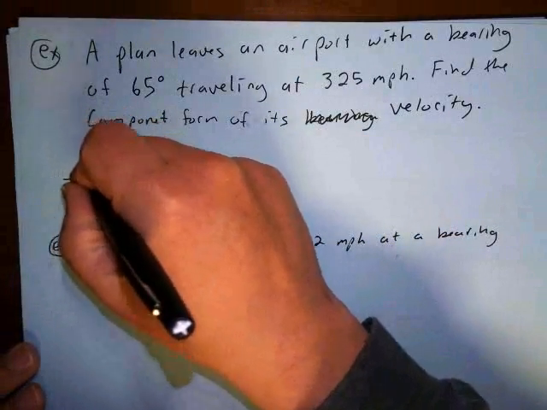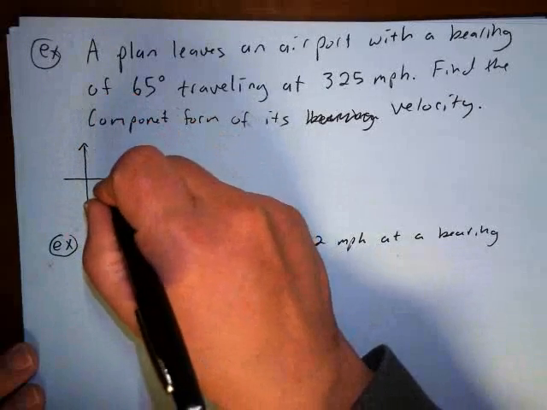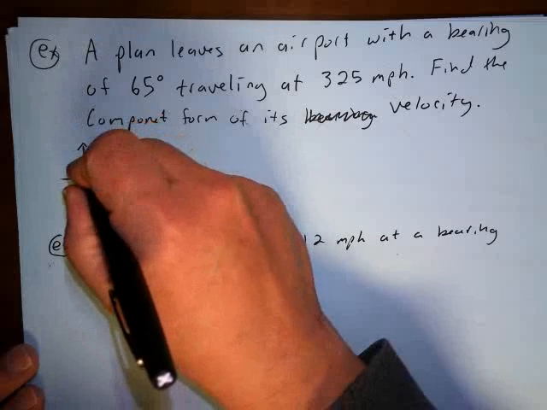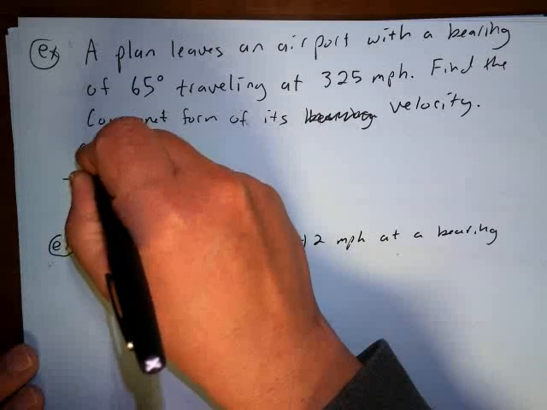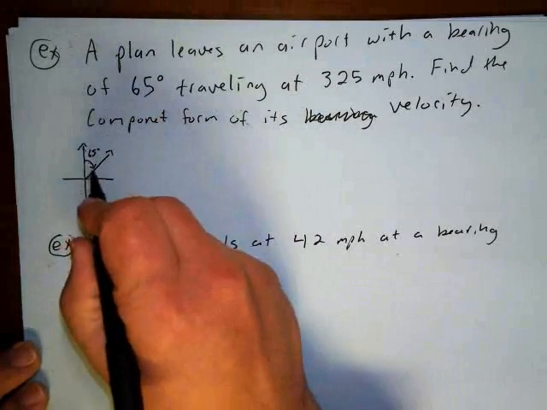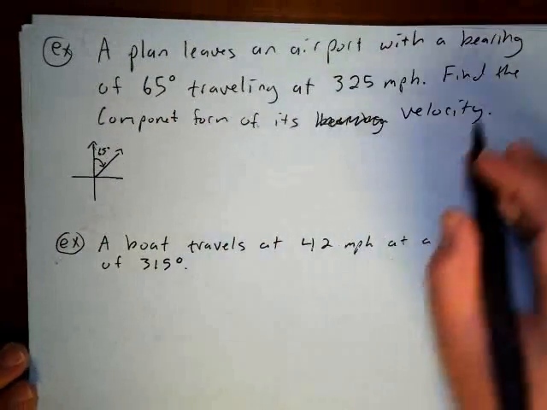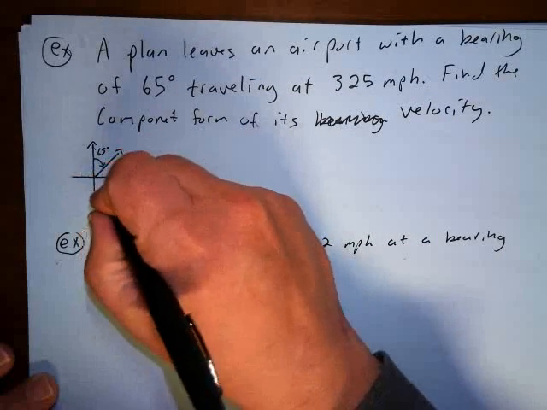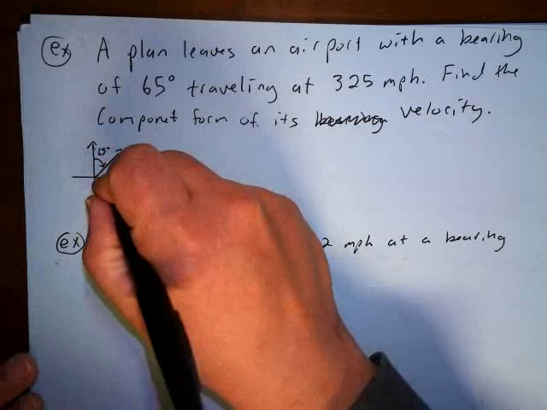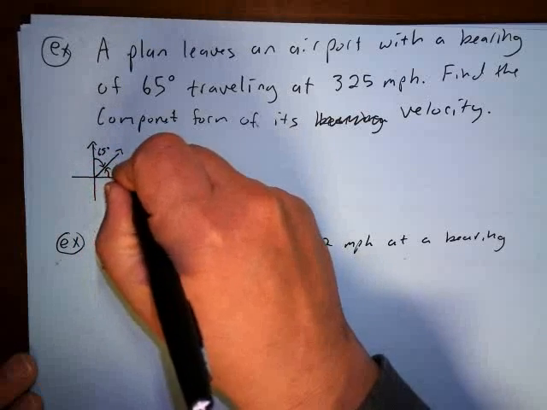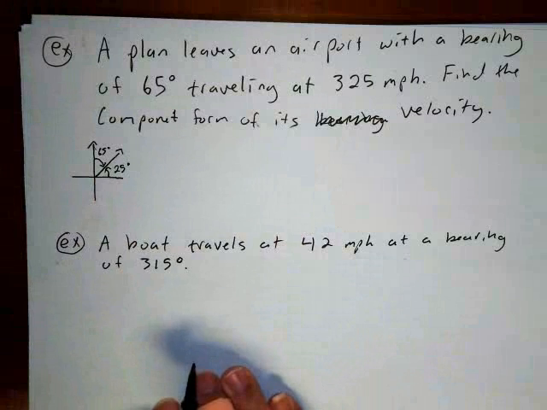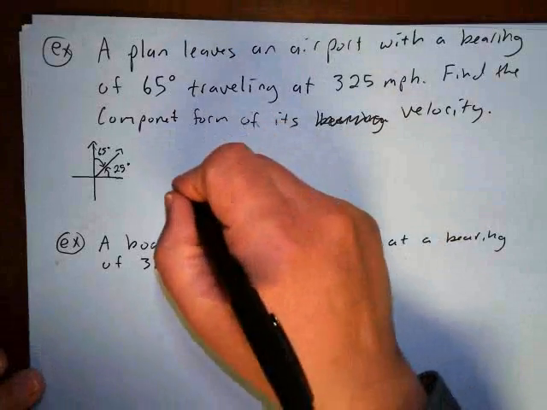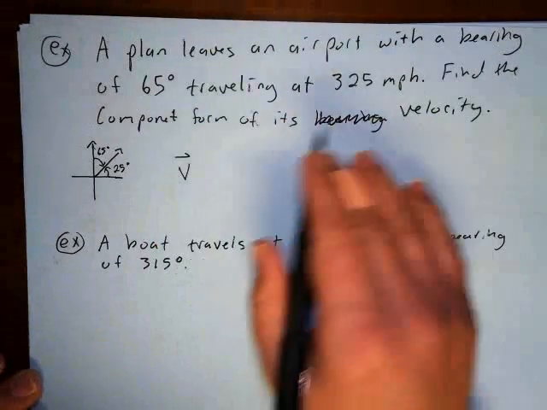Now this one with the bearings, we have to be careful here. A bearing of 65 degrees is measured from the north going clockwise, but in order to use what we just learned, I need the angle measured from the x-axis going counterclockwise. So I need this angle. No problem. That would be 25 degrees: 90 minus 65 is 25 degrees.